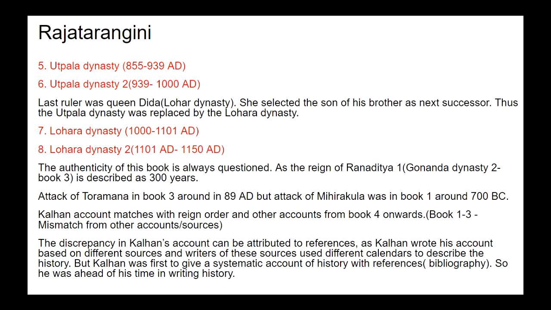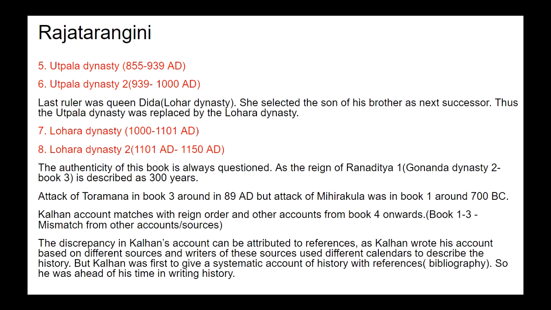Then book 5 is related to the Utpala dynasty, and it gives a description of 855 AD to 939 AD. Then book 6 is related to the Utpala dynasty too. It describes the history of Kashmir from 939 AD to 1000 AD. In book 6, the last ruler of Utpala dynasty 2 was a queen named Didda. She was from the Lohar dynasty, and she selected her brother's son as the next successor. Thus, the Utpala dynasty was replaced by the Lohar dynasty.